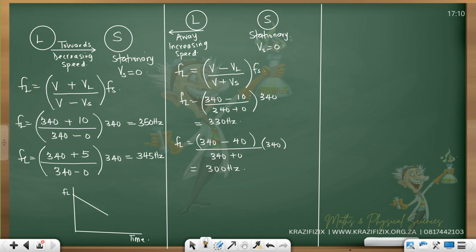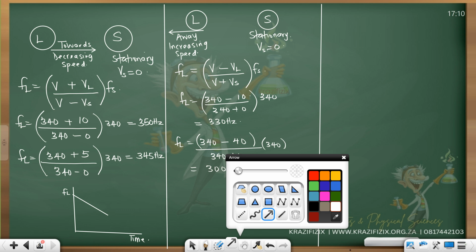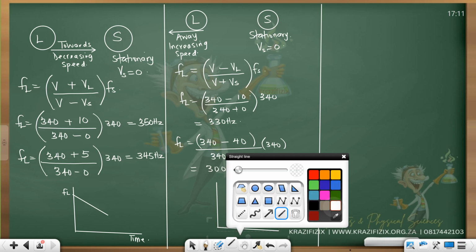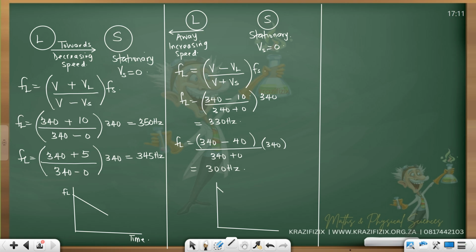Can you see already? I know what my graph should look like. I started from 330, and I moved to 300, decreasing. Although I am moving at an increasing speed, I am moving away.